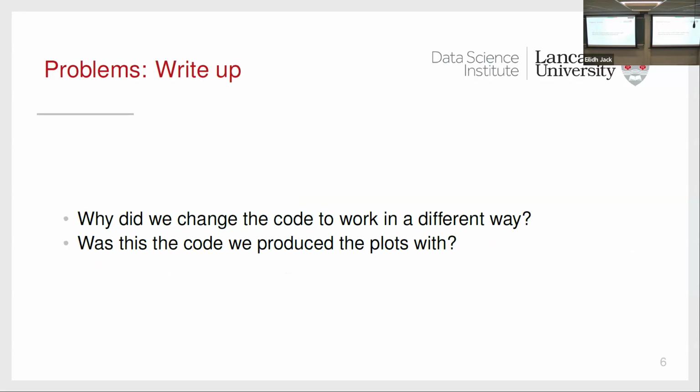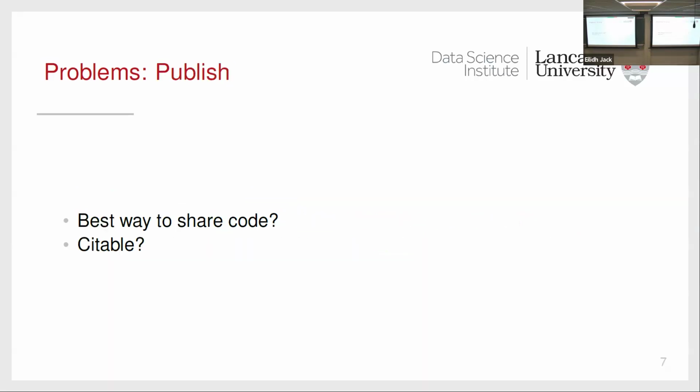You know, suddenly you realize the code doesn't do what you thought it did. So why did you make that change? And you've got to write about this in the paper now, but you've got no record of why you changed the code. Or is it even the code that was used to produce the plots? Can you actually remember that? Are you sure? And publishing, what's the best way to share the code? Email it out to people as they want it, just put a tar file on a website somewhere. And is your code in a way that can be cited easily?